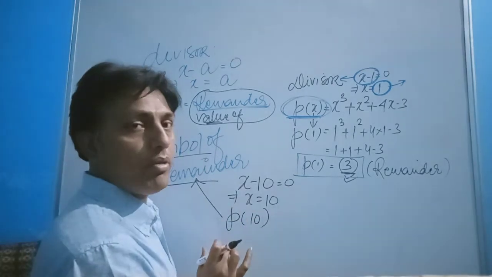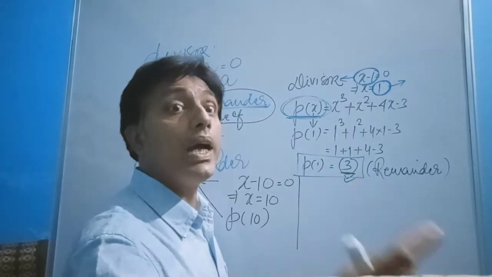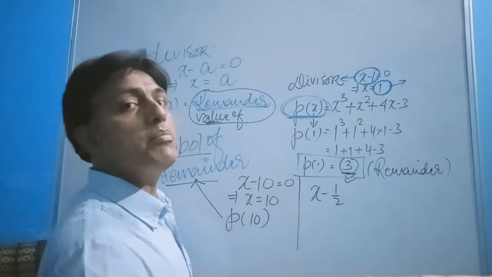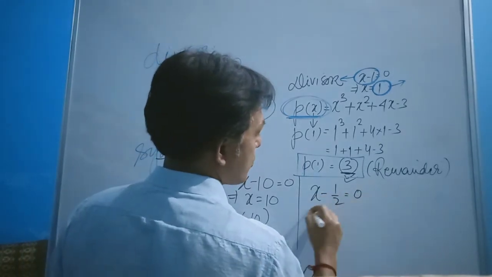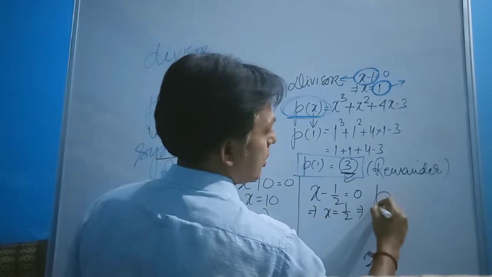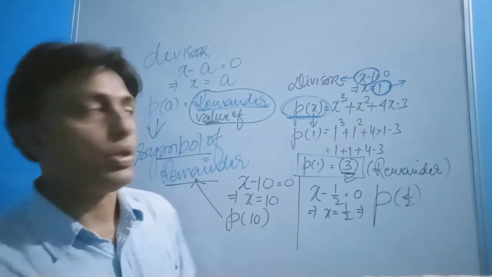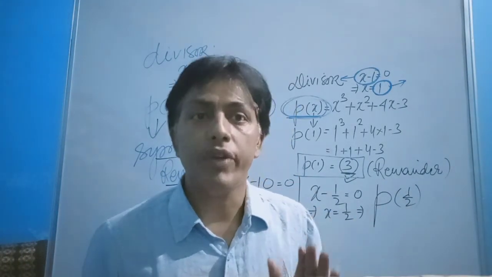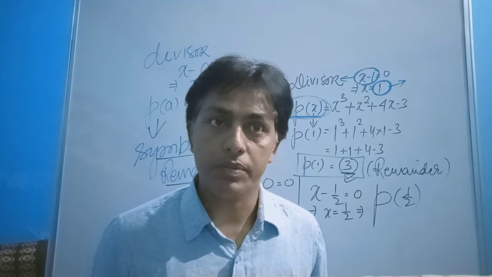Suppose I am dividing a polynomial by x minus 1 by 2. What will be the symbol of the remainder? So we are dividing by x minus 1/2. The value of x will be 1/2. So the symbol will be p(1/2). Correct? So this is the remainder theorem, which will give you the value of the remainder without using the long division method. Correct?